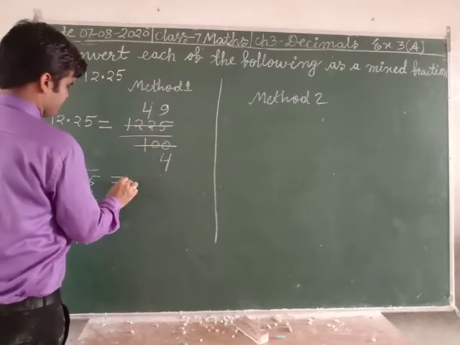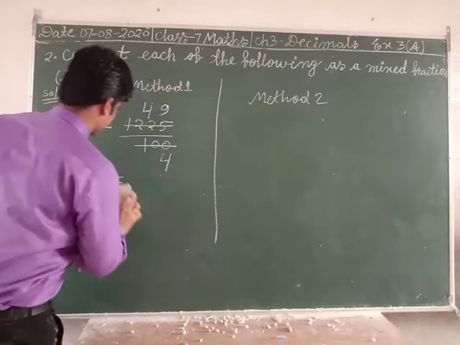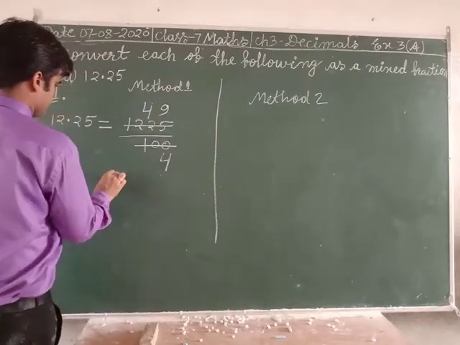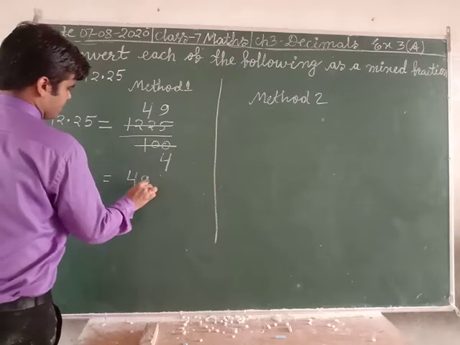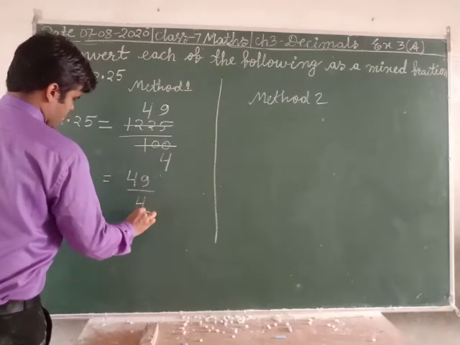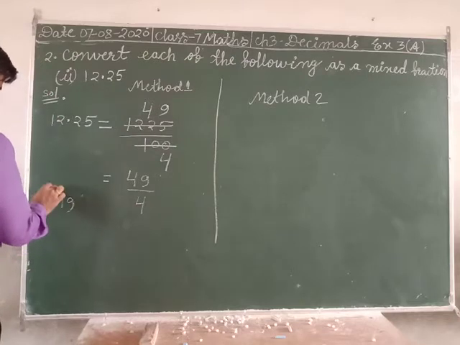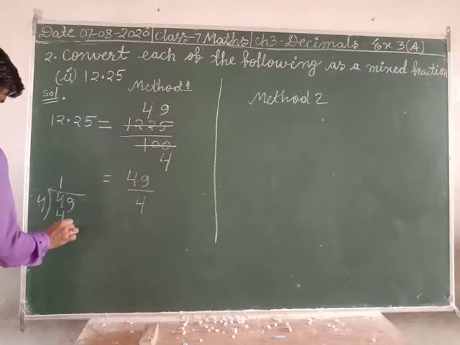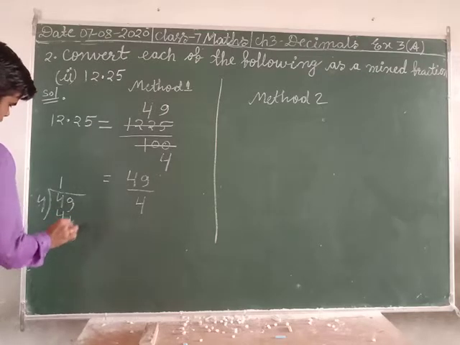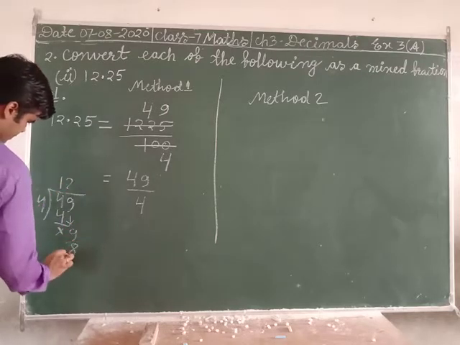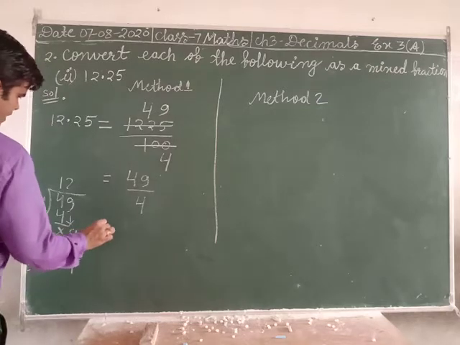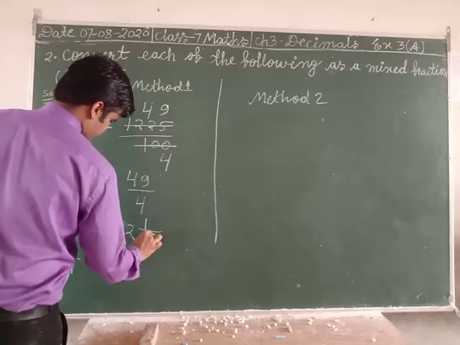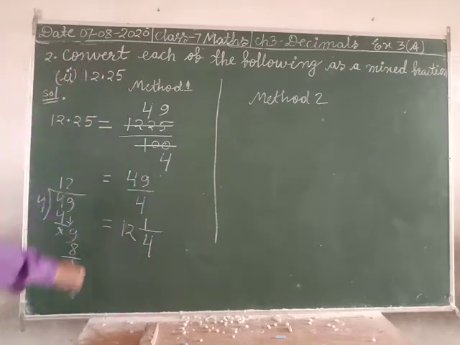So we write 25 for the 100. So we write it as 49 upon 4. Now we divide 49 by 4. 4 1s are 4. Now this 9 will carry, 4 2s are 8. 9 minus 8 is 1. So we write 12 integer 1 upon 4. This is your first method.